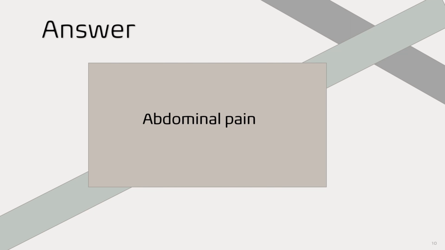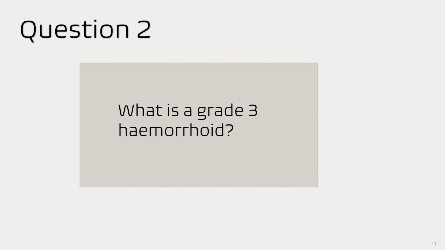Abdominal pain is not a common symptom of hemorrhoids, so most patients present with painless PR bleeding. This can be associated with mucus discharge, and this discharge can also cause itchiness, also known as pruritus. They may feel a bulge in the anal canal, or they may not have any symptoms at all. Alright, let's have a look at the next question. What is the definition of a grade 3 hemorrhoid?